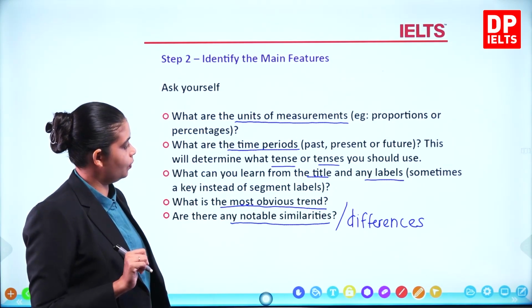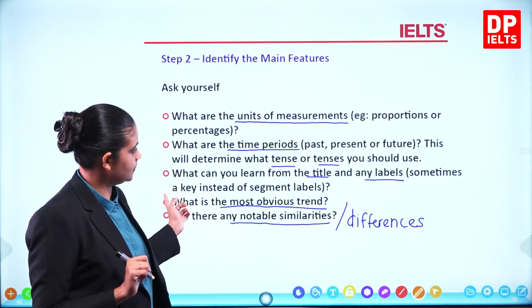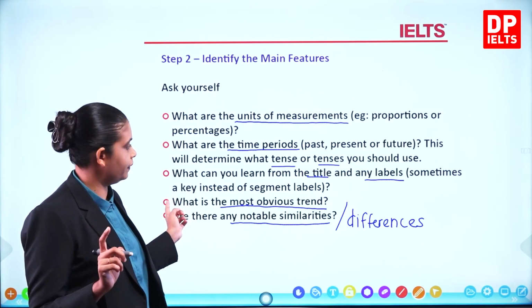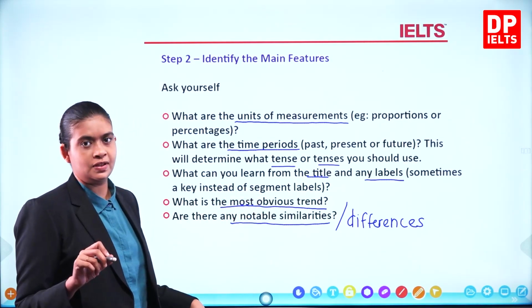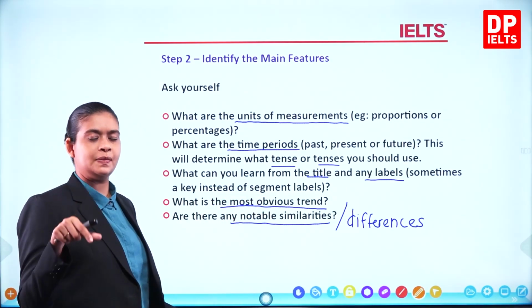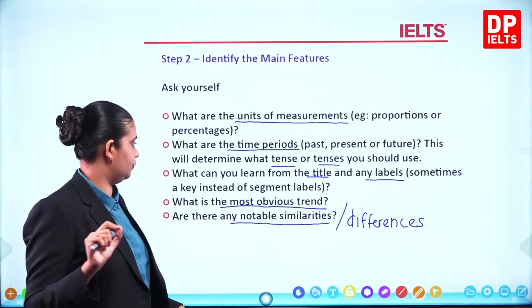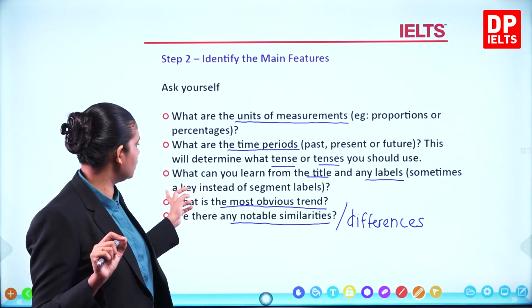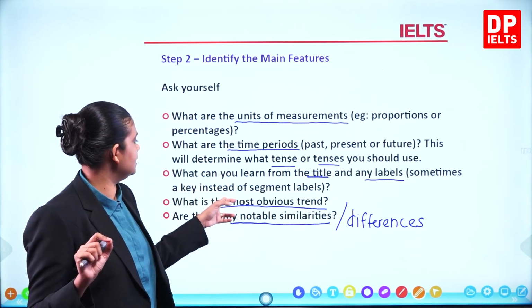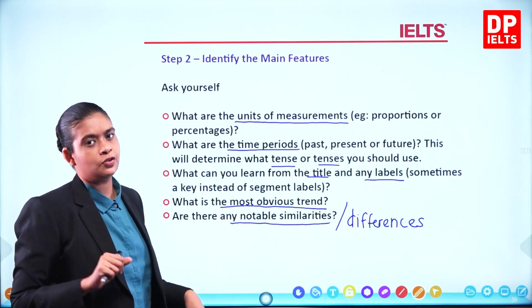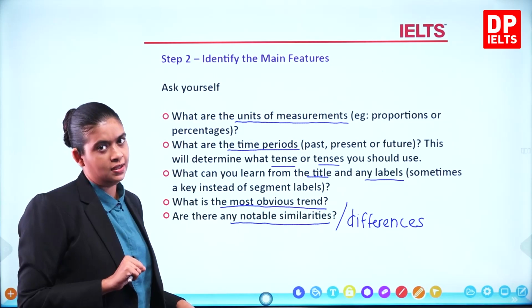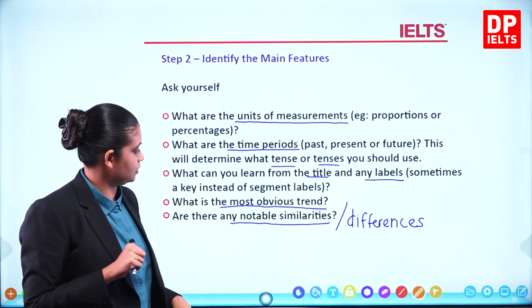Now, I'm not sure if you understood this point. Let me just touch a bit on that, right? Sometimes a key instead of segment labels, right? So sometimes on the side, they give you a key, right? So it's important that you understand a key instead of all the segment labels. I'll explain to you when I'm actually doing one of the pie charts in our practice question session, right?